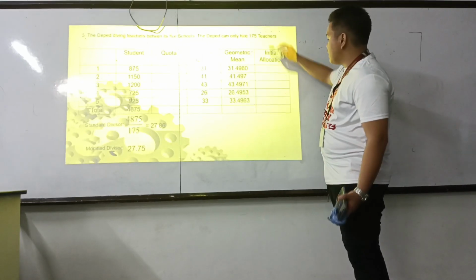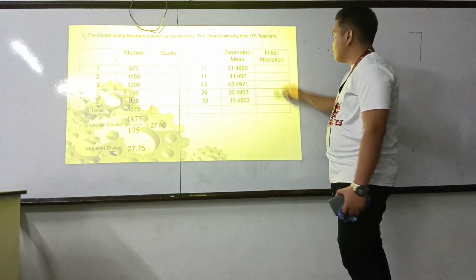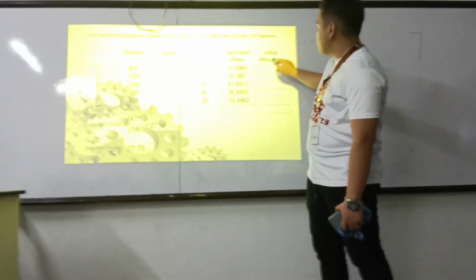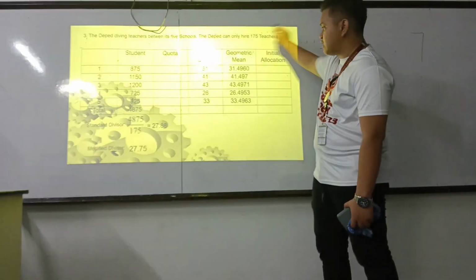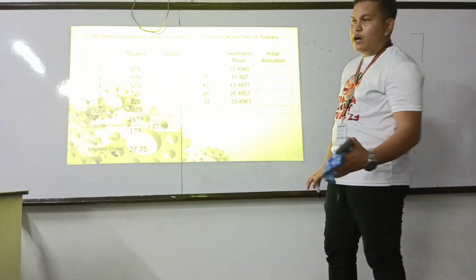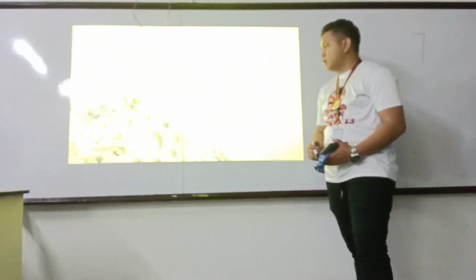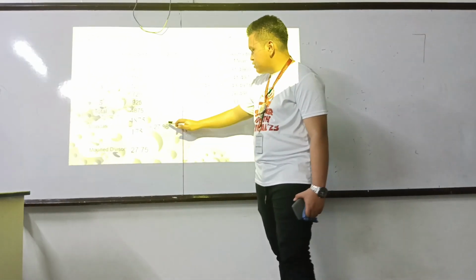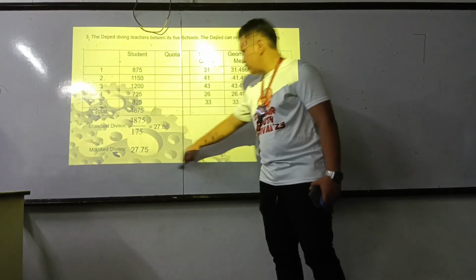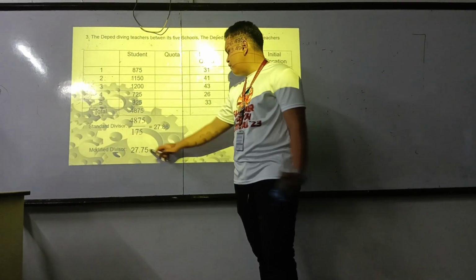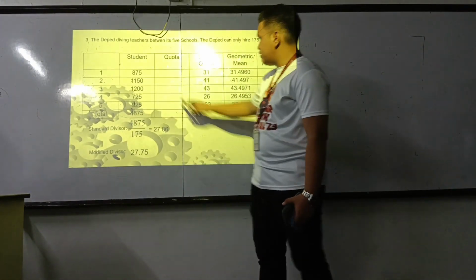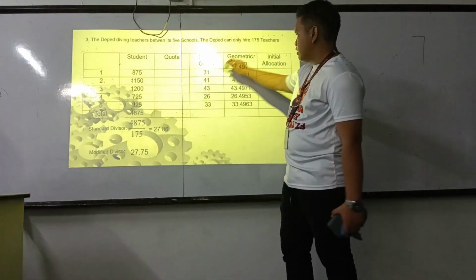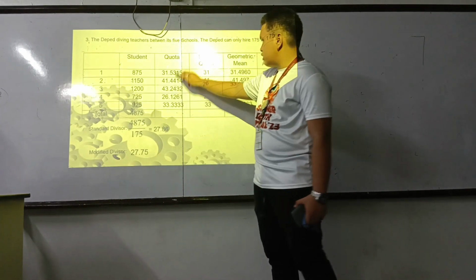As you can see, the total before this is 174, which is lower than the representatives. So as you know, if it is lower than the representatives, we round down the divisor, so let's subtract. So we have 27.75. Let's divide all of this by 27.75 and we'll have the new quota.